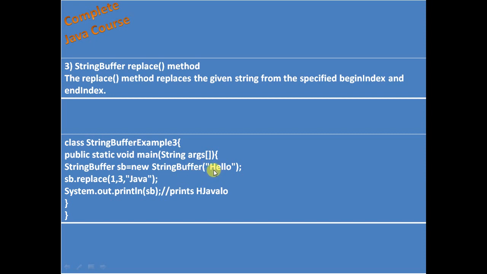So the first index is 0, 1, E, and from the first to the third is 1, 2, 3. So this "EL" will change to "Java". You start from the first index, 0, 1, then for the third index you count 1, 2, 3. Okay, so you will get the output H Java LO.